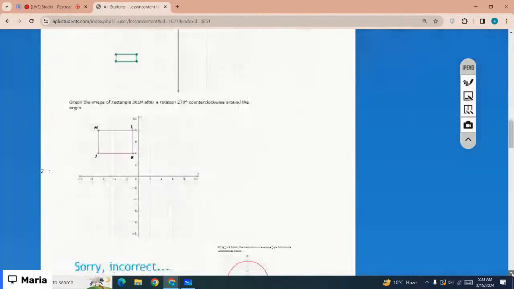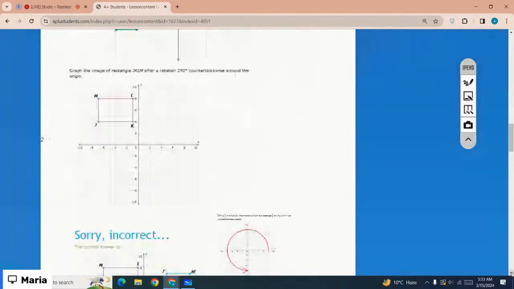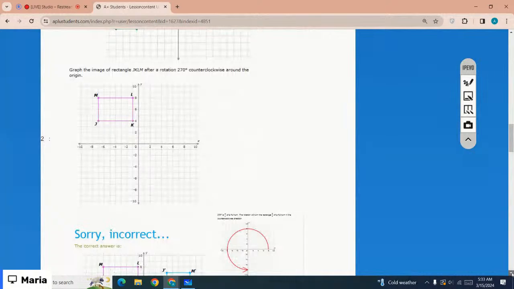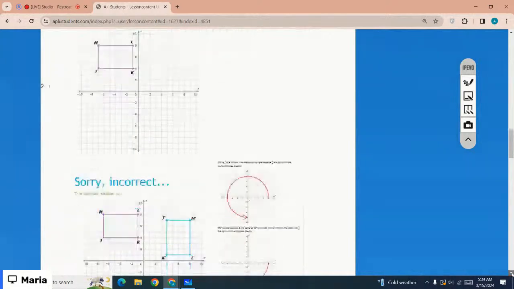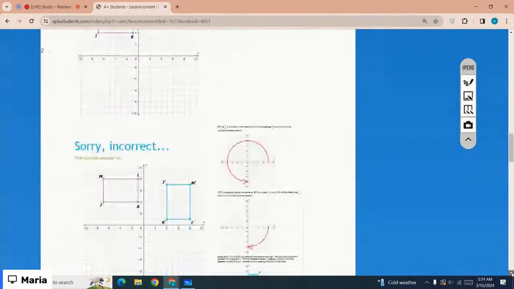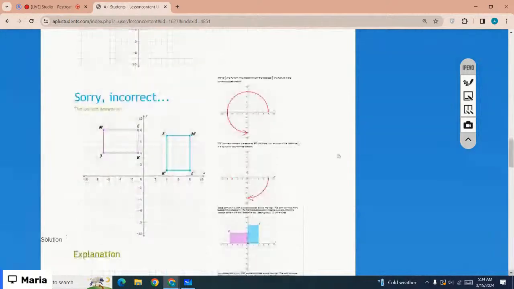The next one is: graph the image of rectangle JKLM after a rotation of 270 degrees counterclockwise around the origin. So counterclockwise rotation it is, right? That means the opposite rotation, 270 degrees. This is a 3/4 turn, the complete 270-degree rotation, right?